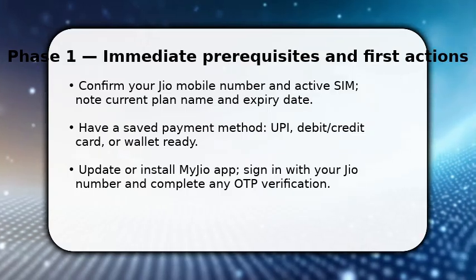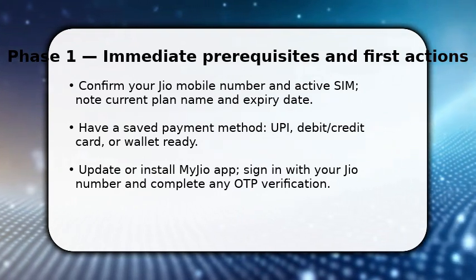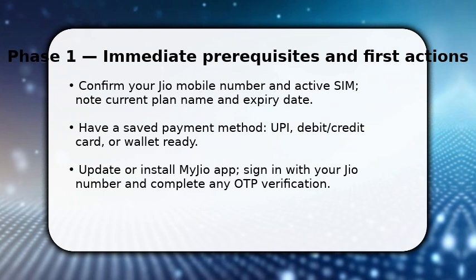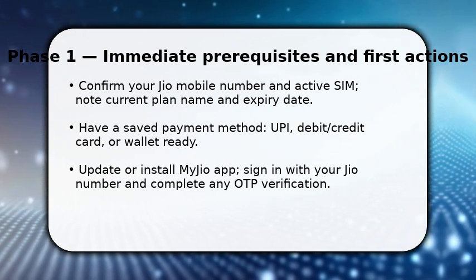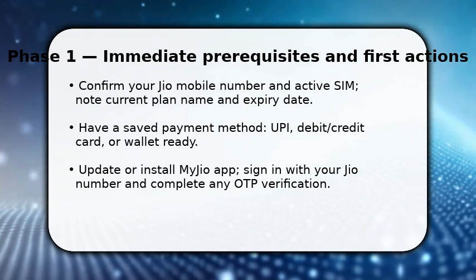You start by checking essentials. Make sure your GEO number is active, know the current plan and expiry, and have payment ready. Once done, open the My GEO app and sign in with your number. Verify the OTP so you can access account details.